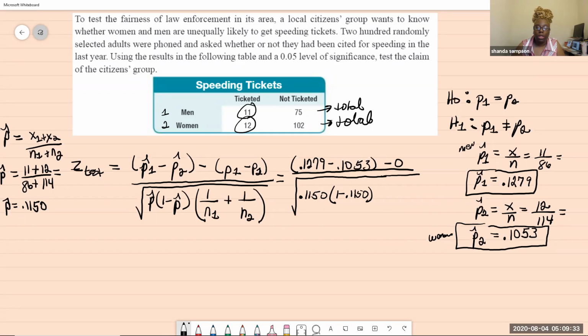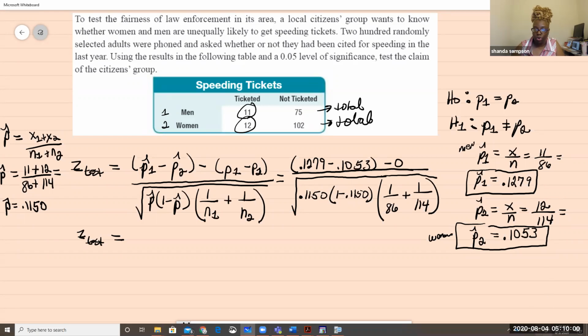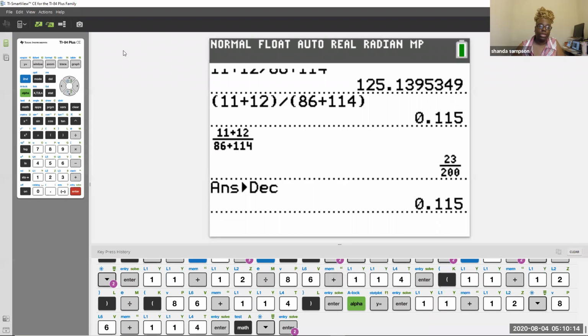All over 1 over 86 plus 1 over 114. All right. So after you show that on your paper, you can get your z-test statistic, right? You can get that simply by going to your calculator. Now I know you know all the numbers and where they go, because ultimately you would get the answer right. Even if you put all these numbers in jacked up, you would get the answer right because the calculator's right. I'm interested in knowing that you know where the numbers go before you just pop it into the calculator.